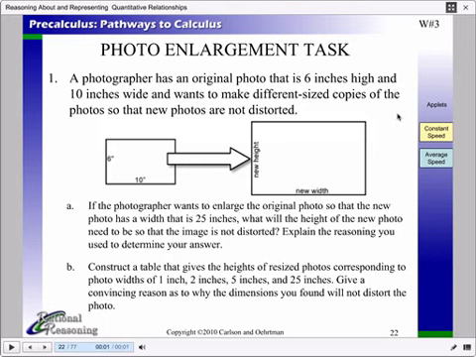Okay, everyone read it? So we're talking about changing the size of a photo, starting with a 6 by 10, and we want to enlarge it or shrink it so that the photo is not distorted. Okay?